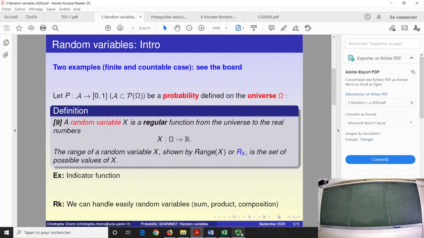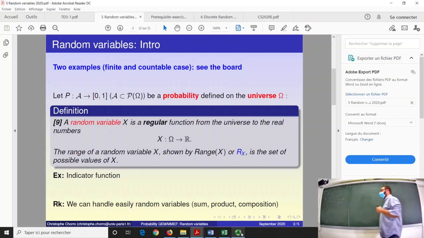So what you will have to keep in mind, once again, since I have a very, very large definition without specifying what is regular here, the interest is that you will be able to do what you want with random variables. You can do sums of random variables, and you will obtain a random variable. You can do products of random variables, you will obtain a random variable. You can do compositions of random variables, and you will obtain random variables, and so on. So what you need to keep in mind is that with random variables, you can do what you want.